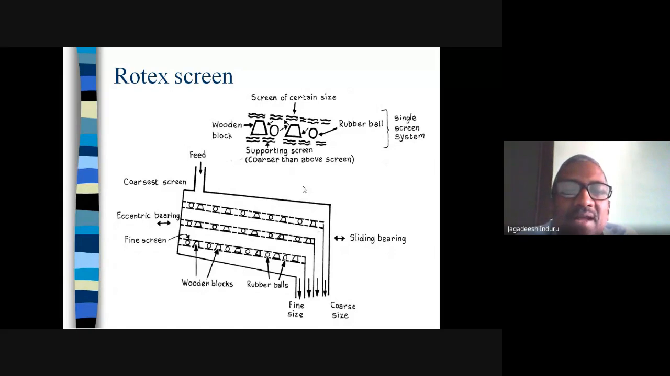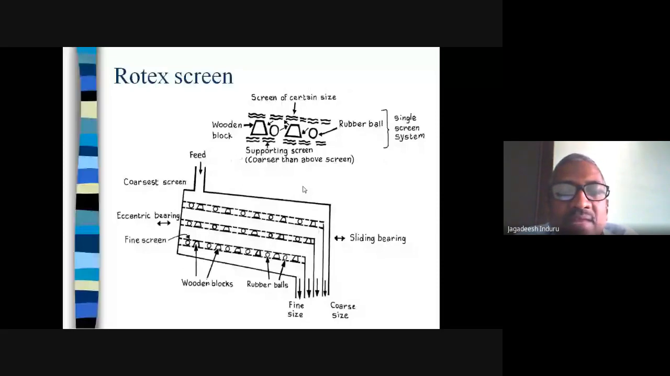Now, we have another set of critical parameters. What is the criticality in it? Logically, the to and fro motion, how fast it is making it, too slow or too fast, has its impact. That is one. The second parameter is the slope angle, that is the slanting angle. It should not be too high and it should not be too low. And the third one is the number of wooden blocks and balls.